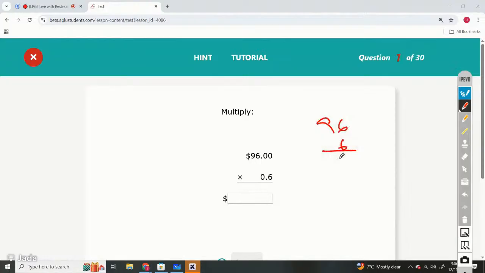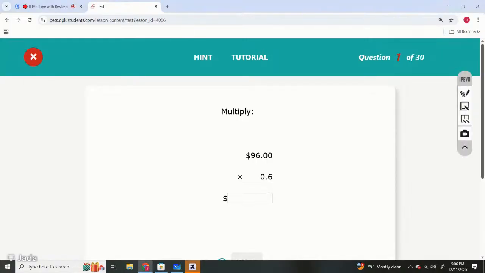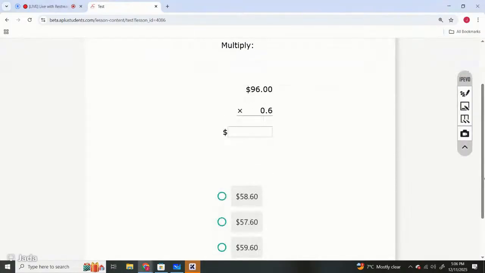6 times 6 is 36, write 6 and carry 3. 6 times 9 is 54 and 3 is 57. So you have only one decimal place. So just move the decimal point one place left, so that is 57.6. The correct option is 57.6.